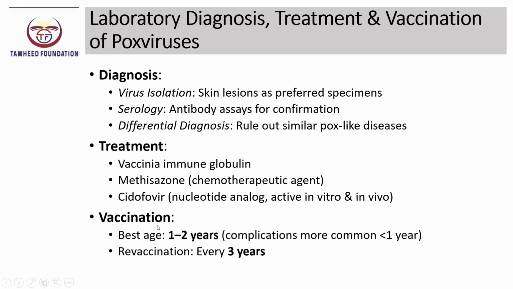Times of vaccination: complications of vaccination occur most commonly under the age of 1 year. Therefore, vaccinating between 1 and 2 years of age is preferable to vaccinating in the first year of life. Revaccination has been done at 3-year intervals.